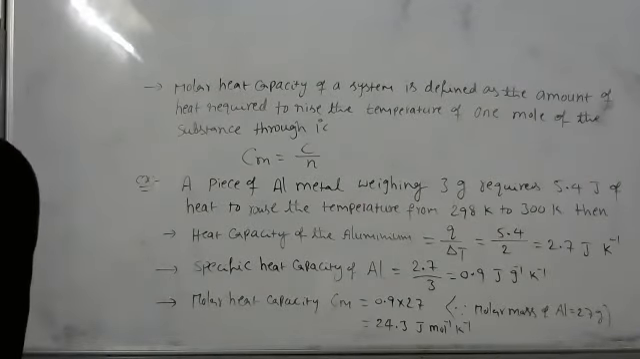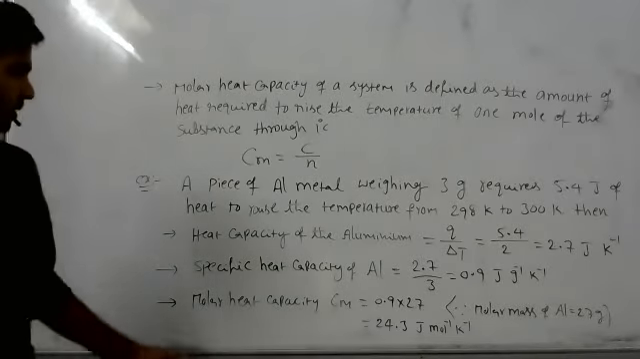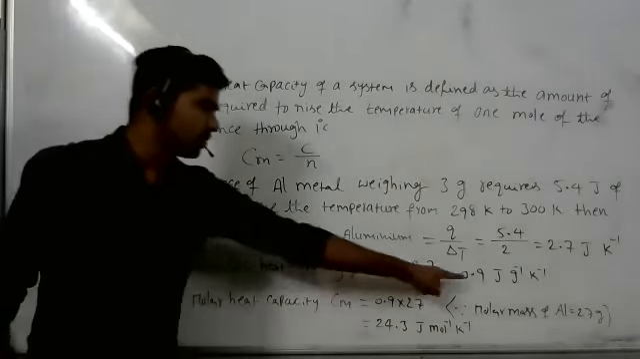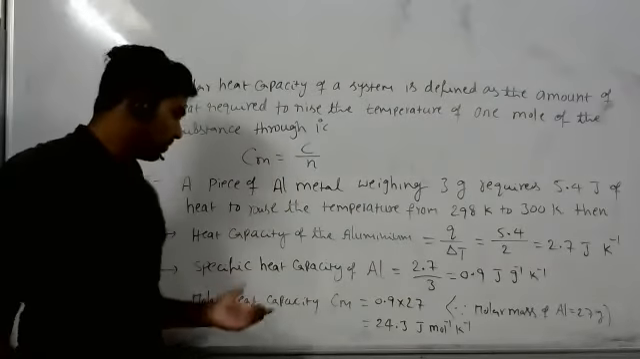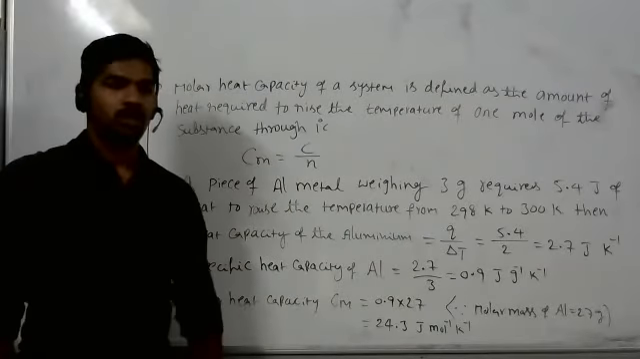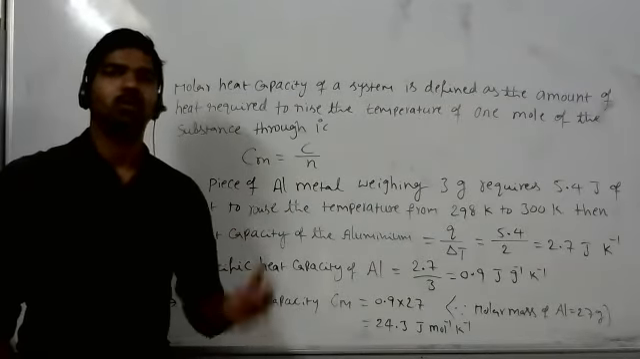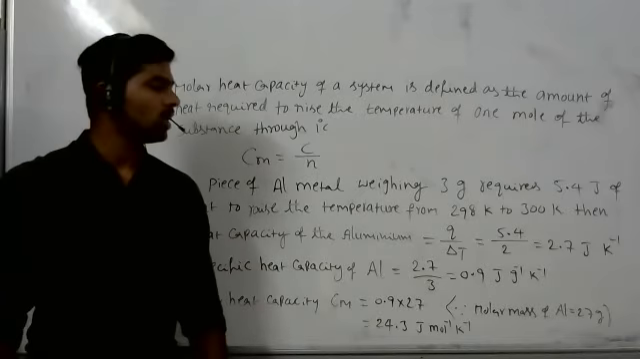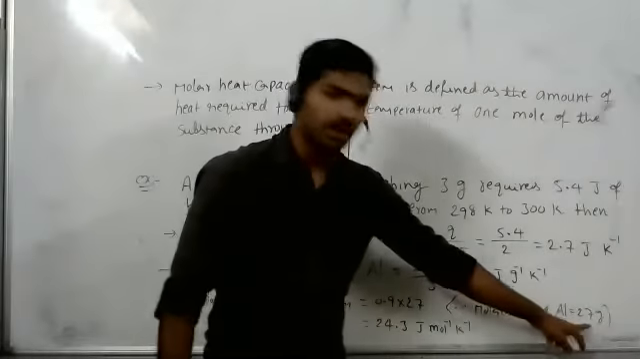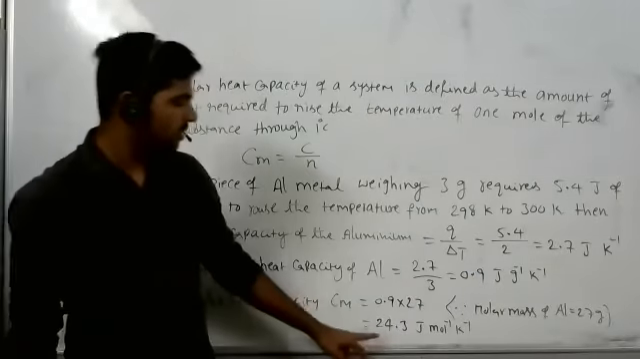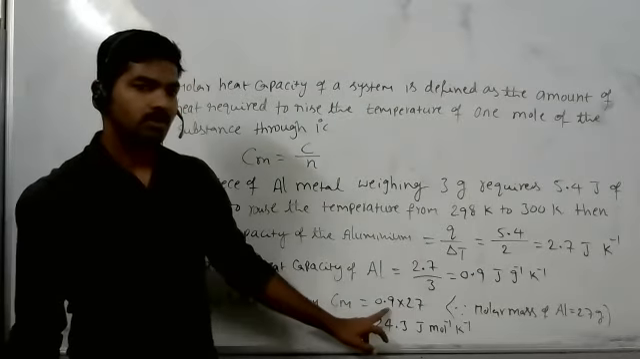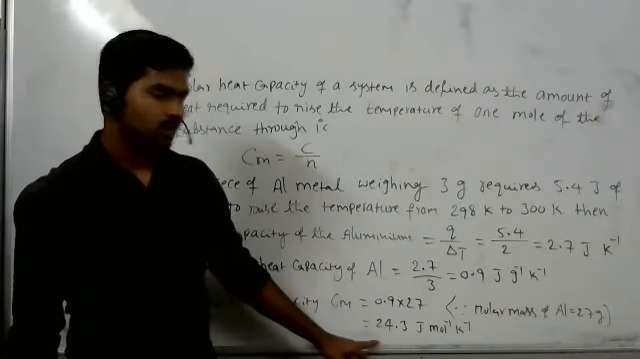Can you explain the last step once more? See, the specific heat capacity we calculated is 0.9, that is for 1 gram of aluminum. But we want molar heat capacity, meaning how much heat we need to supply for 1 mole of aluminum. 1 mole of aluminum mass is 27 grams, so we multiply 27 with this value. Yes, I got it.